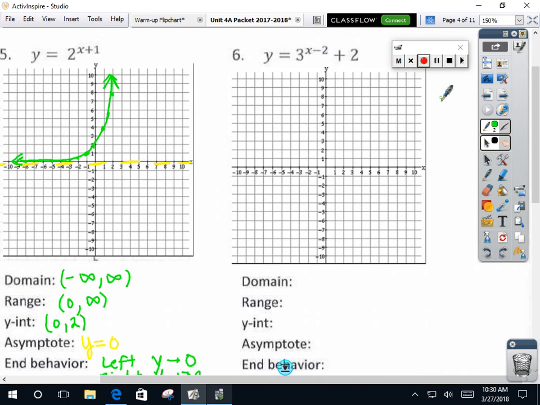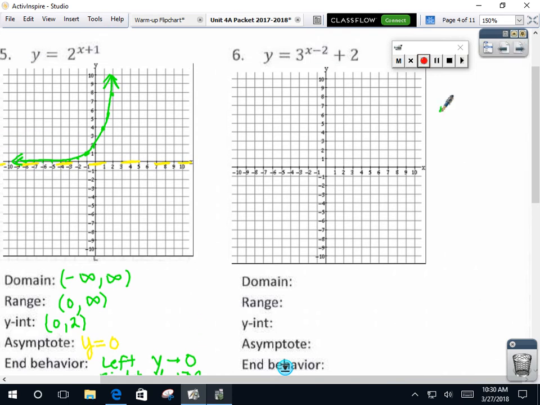For number 6, what is the A value? 1. There's an understood 1 out here in the A place. What is the B value? 3. Which means this is a growth or a decay? A growth. Anytime your B value is greater than 1, it's a growth. So it'll go up from left to right. Because it's growing, it's tripling. Like if this were a real life scenario with a word problem, it's tripling, which means it's growing.